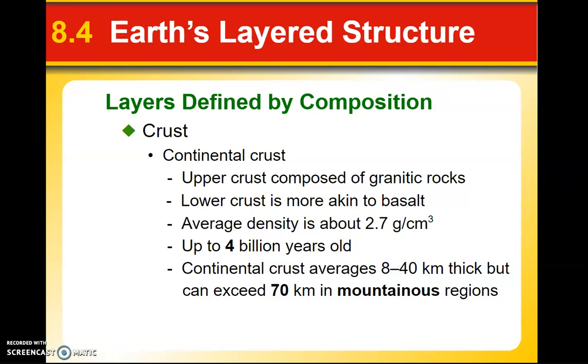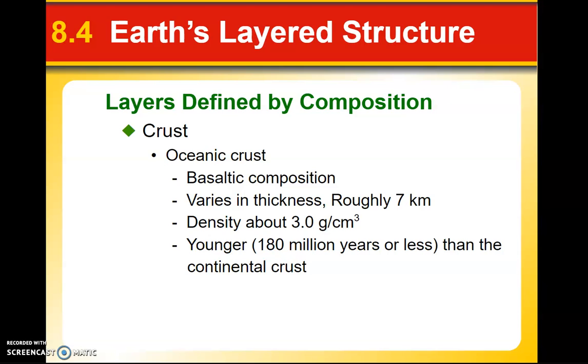So the continental crust itself is the upper crust composed of granitic rocks, and the lower crust is more like a basalt. The average density is about 2.7 grams per centimeter cubed. The continental crust is up to 4 billion years old. It can average 8 all the way up to 40 kilometers thick, but in some regions it can exceed 70.